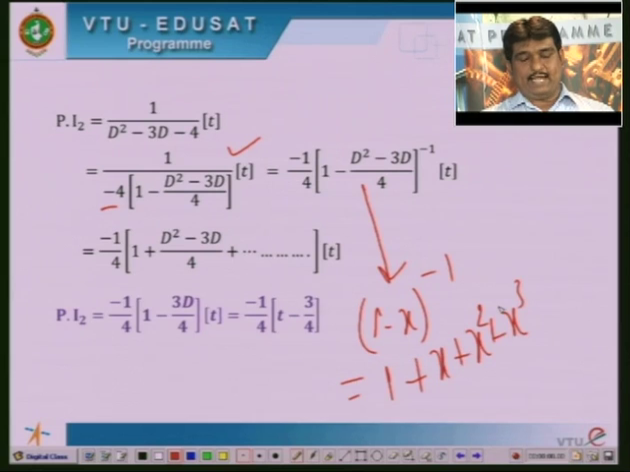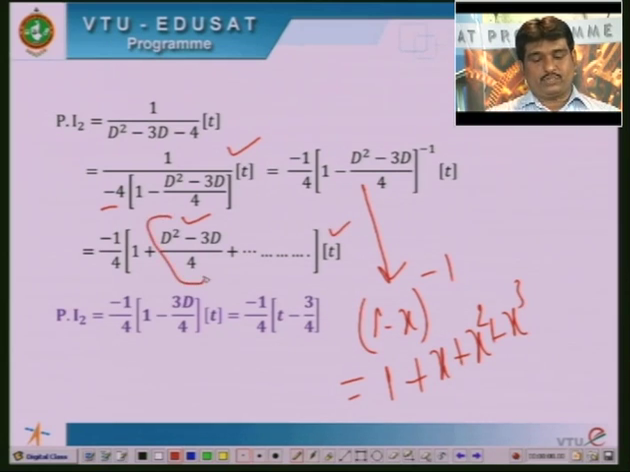So 1 plus x, this part is plus x, 1 plus x D squared minus 3D plus D squared by 4. I have not written the x squared term because this is a polynomial of degree 1, so second and higher order derivatives of t are 0. And in the next step, I have ignored this D squared by 4 term, because D squared by 4 operated on t is 0. So we have minus 1 by 4, 1 minus 3D by 4 operated on t.